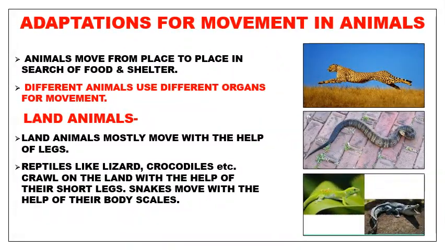Now, next adaptation is movement in animals. Students, you all know that animals move from place to place in search of food, shelter, and also to escape from their enemies. And you all are aware that different animals use different organs for movement. First, we will study about land animals. So the land animals mostly move with the help of legs.